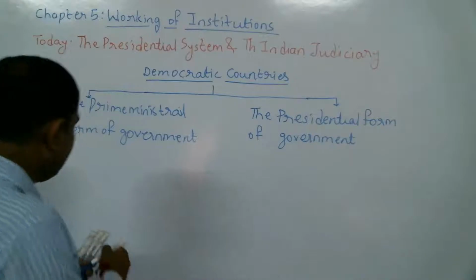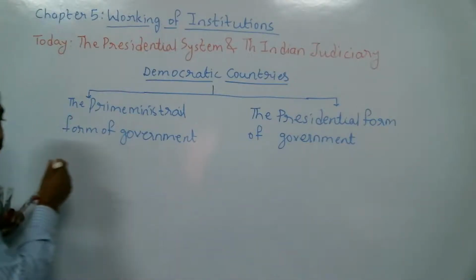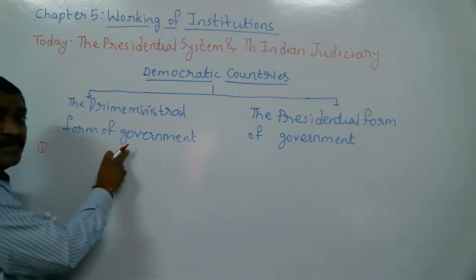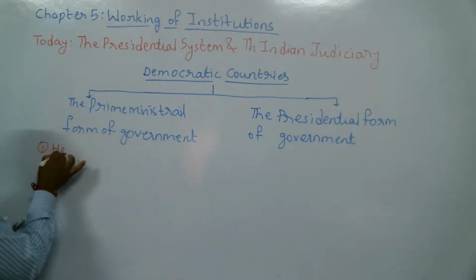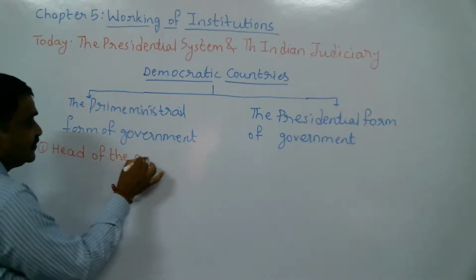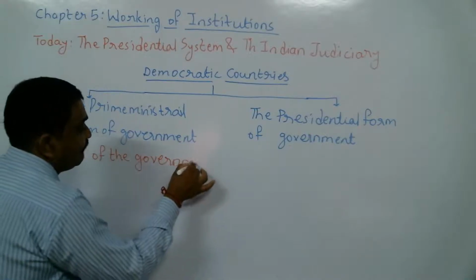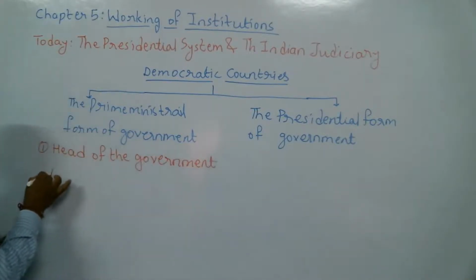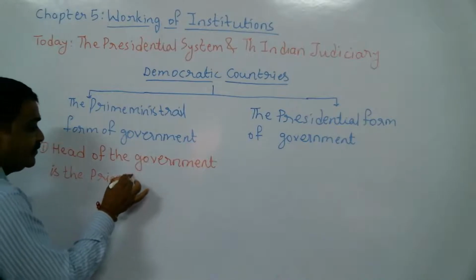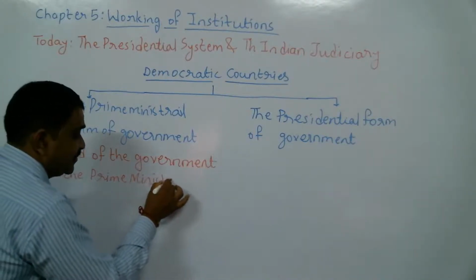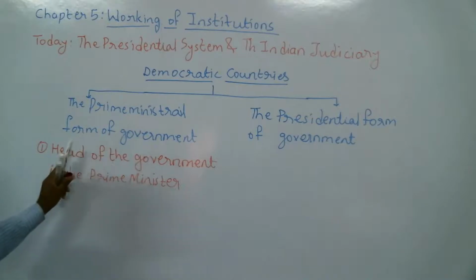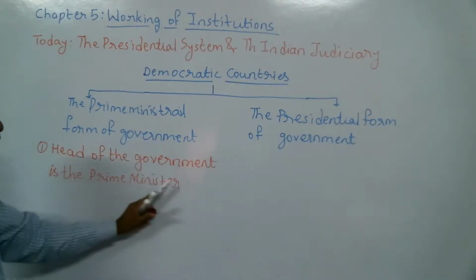Now in case of the prime ministerial form of government, what is the condition? The head of the government is the prime minister. So in the prime ministerial form of government, the head of the government is the prime minister.